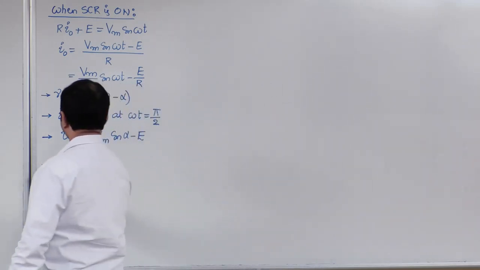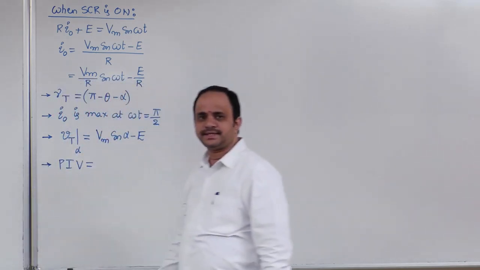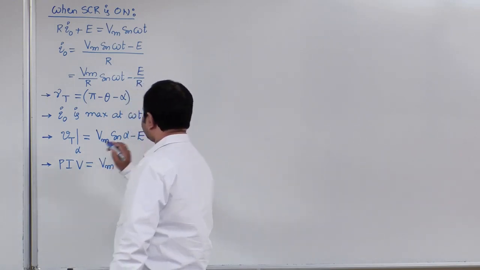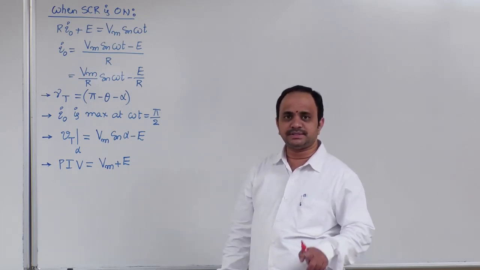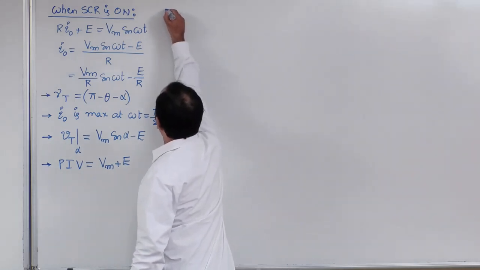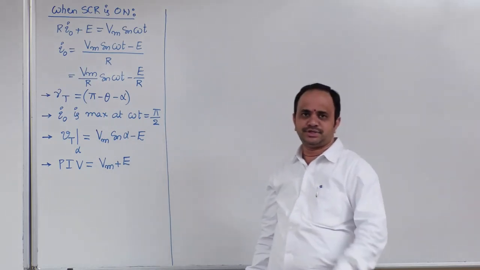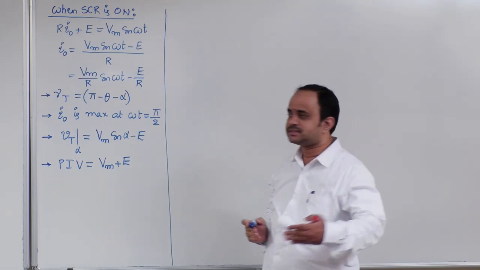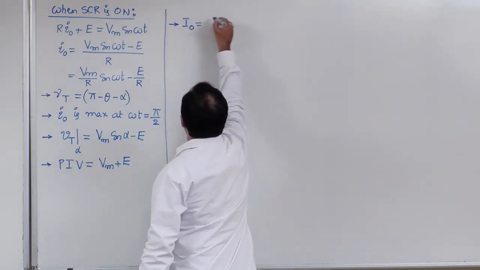Next, what is peak inverse voltage rating? That is Vm plus E. Peak inverse voltage rating is equal to Vm plus E. Now in our previous discussion, I told one statement: whenever the load is RE nature, which value is preferable to calculate first? That is average output current.